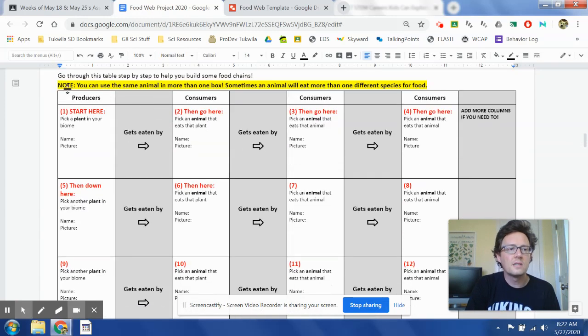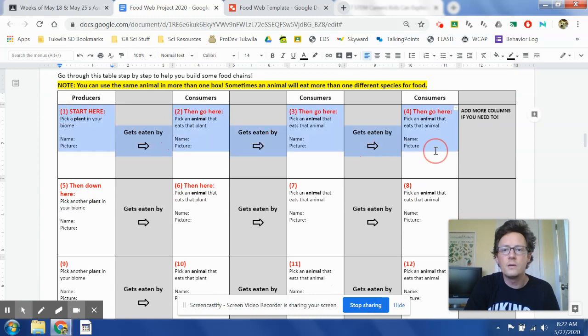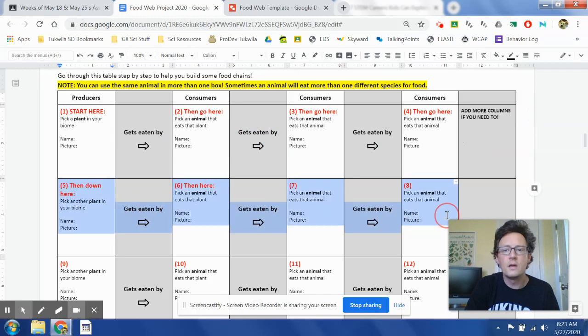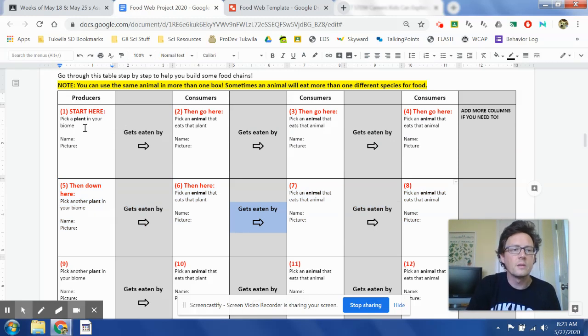To do this practice in this table right here, you'll simply be identifying several food chains within your ecosystem or your biome. This row will represent one food chain. This row would then represent another food chain within that same ecosystem. It is possible to reuse some species, whether it's a plant or producer or a consumer / animal. From one row to the next row, it's okay to reuse some. However, try to include as many species as you can.